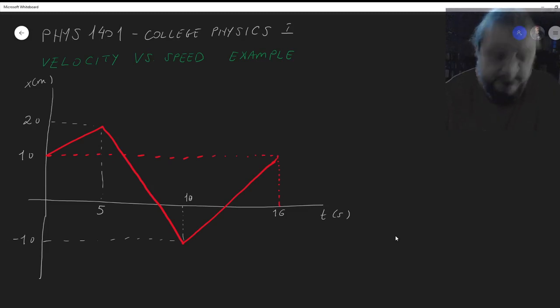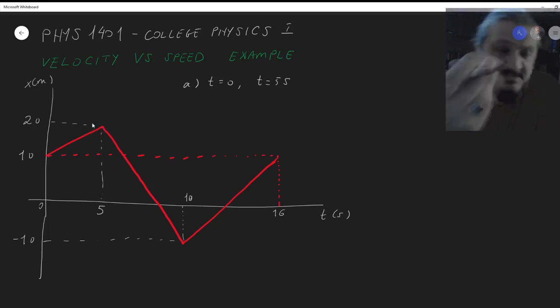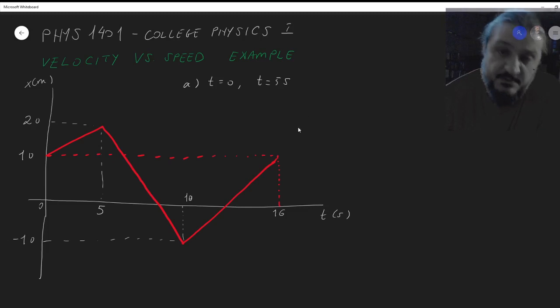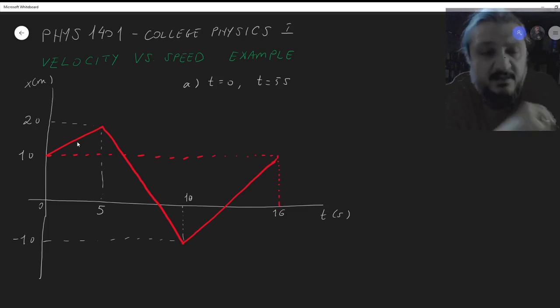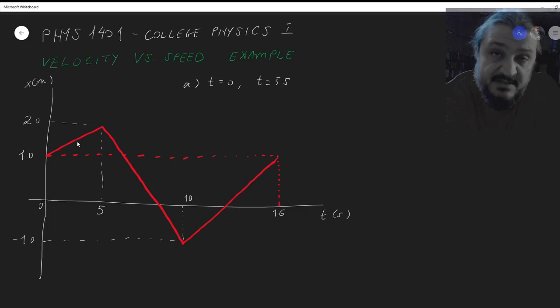So let's start with the first interval between 0 and 5 seconds. Between t equals 0 and t equals 5 seconds, we see a gradual increase in the position of the object, and there's a constant slope, which indicates constant velocity and constant speed. So for that segment, there's no difference between average velocity and instantaneous velocity because of the straightness of the line. But let's find it.